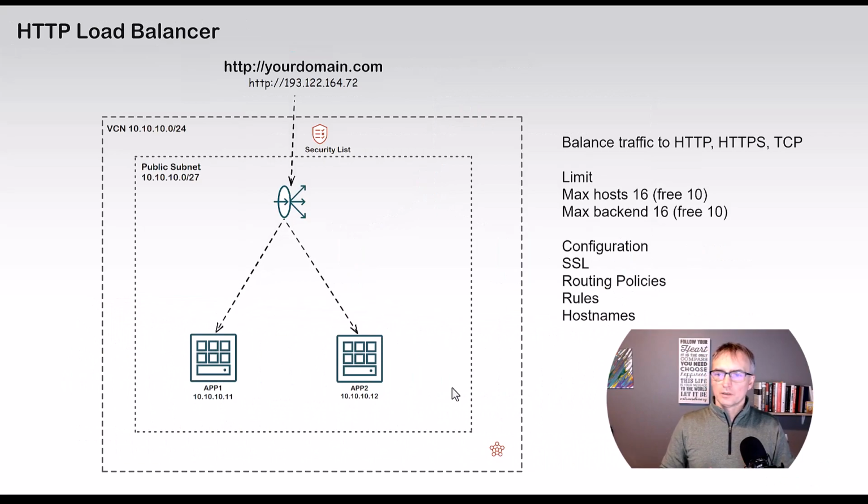The load balancer has limits. The limit in the configuration is a maximum of 16 hosts. If you're using the free tier, then it's 10 hosts, and the max backend is 16. If you're using the free one, it's 10.